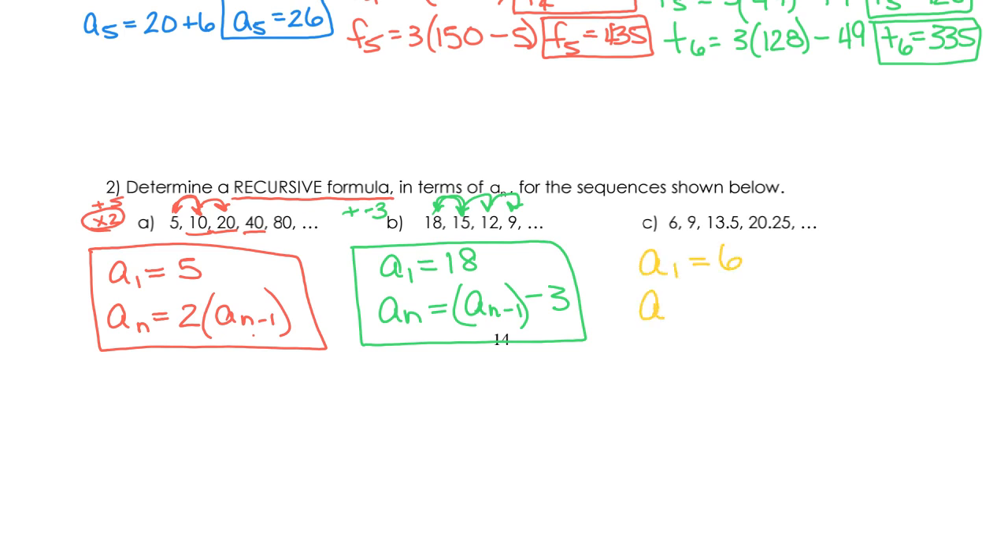Okay. And then we'll say a sub n equals, what are we doing to the previous term? So we could be adding 3, or we could be multiplying by 1.5. And since there's decimals here, I'm thinking 9 times 1.5 is going to go ahead and give us 13.5. 13.5 times 1.5, okay, will give us 20.25. So we're taking 1.5, or 3 halves, okay, and timesing it by our previous term. Okay. And there's our formulas.